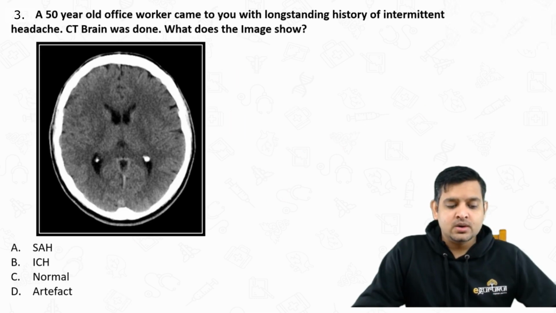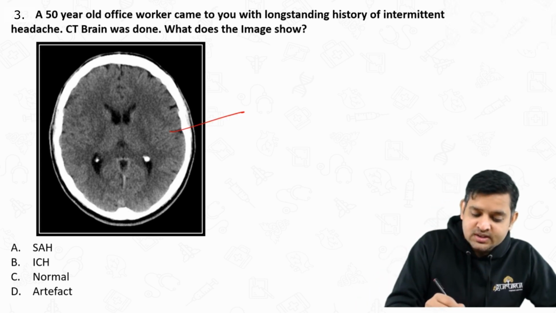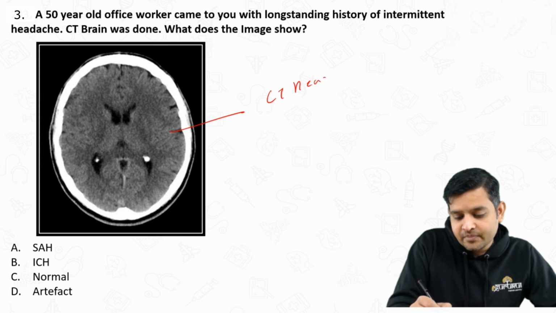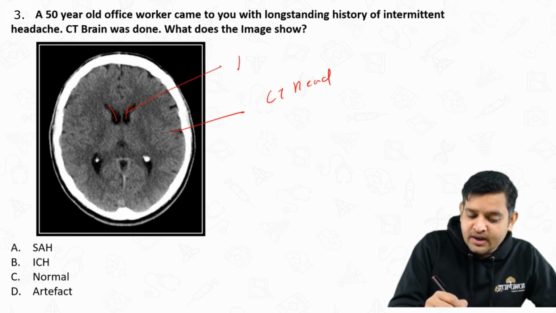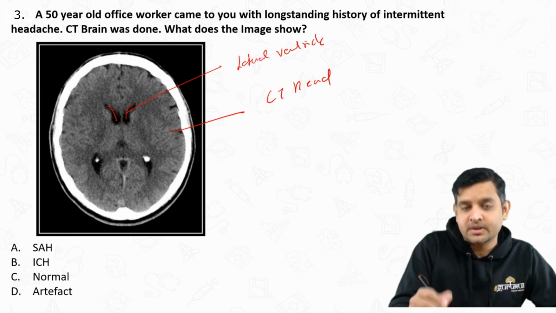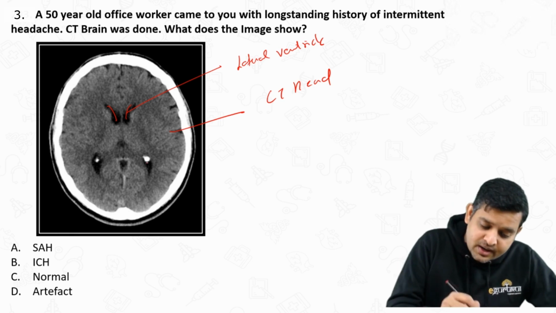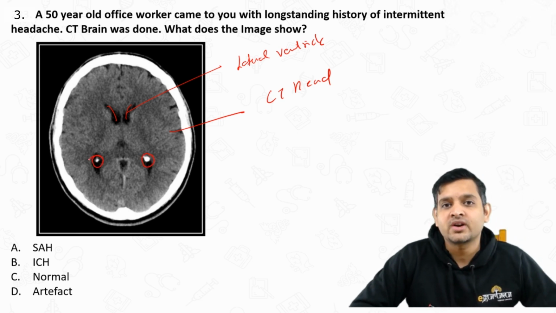A 50-year-old office worker came to you with long-standing history of intermittent headache. CT brain was done. What does the image show? Now what you could see, this is a CT head. All this black that you could see is the lateral ventricle. You have a frontal horn, occipital horn of the lateral ventricle. You are seeing this white structure on the lateral ventricle on either side.